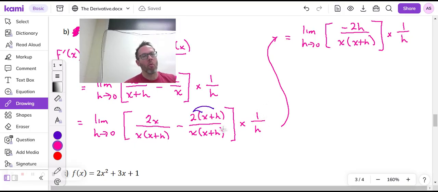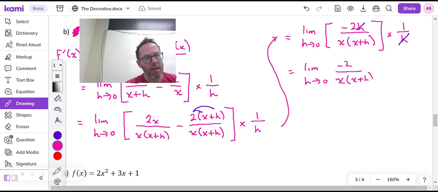So I just did a couple things at once there to manage my space. But common themes, look, h divided by h. See you later. And what we are left with is something we have no issue plugging 0 into. We have minus 2 over x times x plus h. There's nothing wrong with plugging 0 into that. And when we do, you get minus 2 on the top. On the bottom, you'll have x times x, so minus 2 over x squared. We have found the derivative of 2 over x.